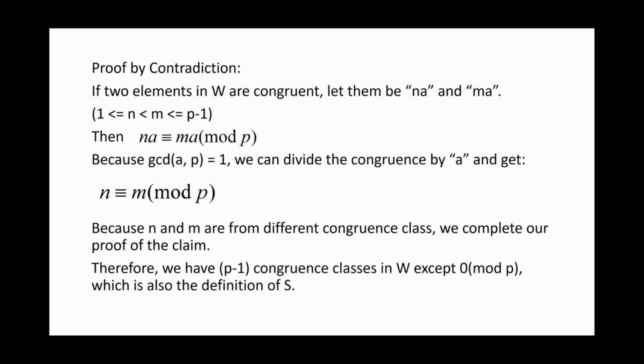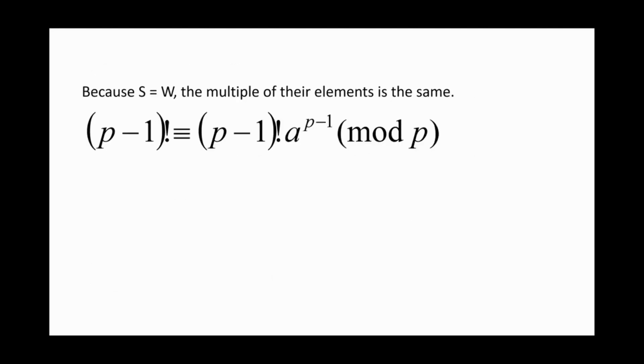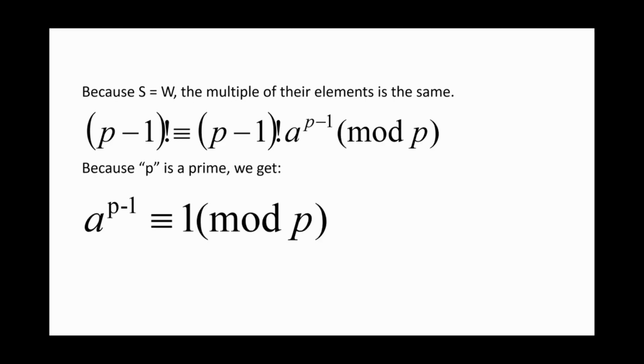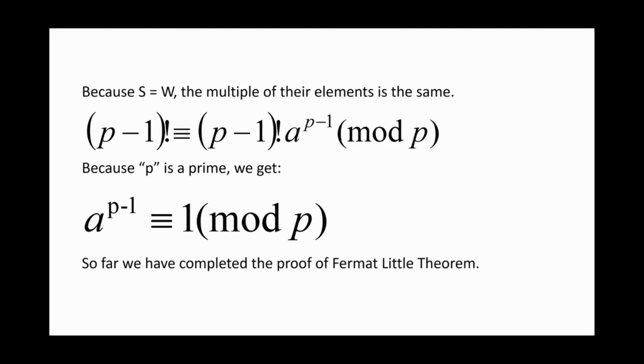Therefore, we have p minus 1 congruence classes in W except 0 modulo p, which is also the definition of S. So far, we have completed the proof that S equals W. Since S equals W, the product of their elements should be the same, and we then get factorial of p minus 1 is congruent to factorial of p minus 1 times a to the power of p minus 1 modulo p. Because p is a prime, we can divide the congruence by factorial of p minus 1 and then get what we want. So far, we have completed the proof of Fermat Little Theorem.